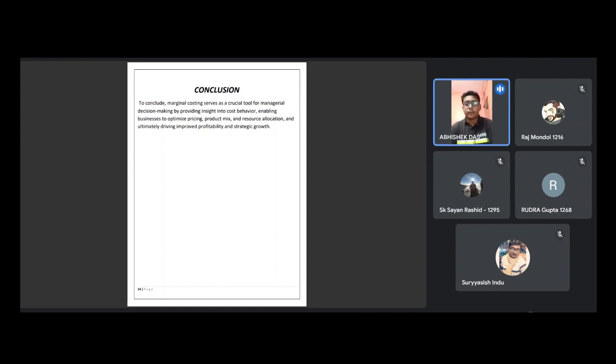Now I am going to tell the final part of this presentation, that is the conclusion. Marginal costing serves as a crucial tool for managerial decision making by providing insight into cost behavior, enabling business to optimize pricing, product mix, and resource allocation, and ultimately driving improved profitability and strategic growth. Thank you. Our presentation for marginal costing ends here.